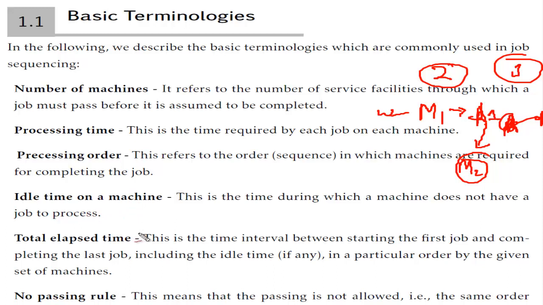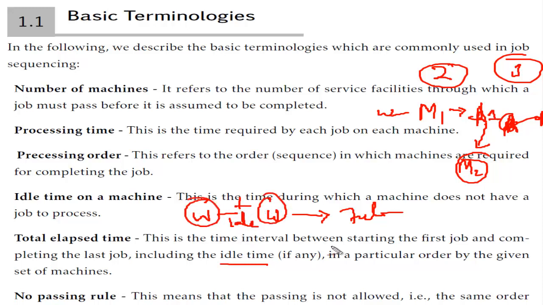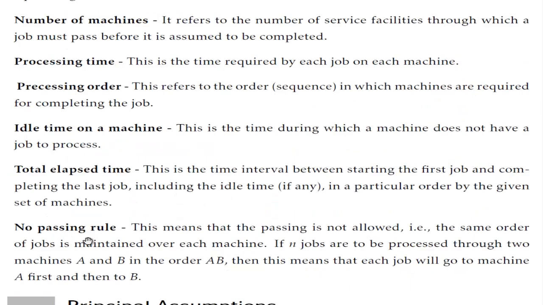And what will be the total time? Total time will be from starting the first job to completing the last job, including the idle time. That is the total time. For example, you start some work, then you sit idle, then you again start the work and you complete it. So total time will be the job processing and also the idle time. When all the jobs are finished, with their idle time, how much time it takes is called the total time elapsed.